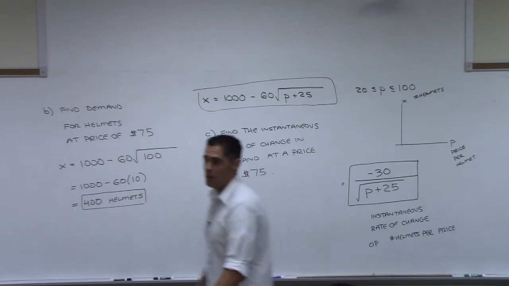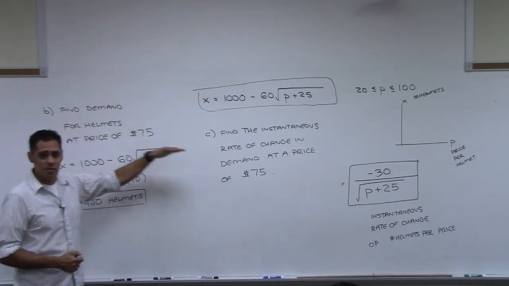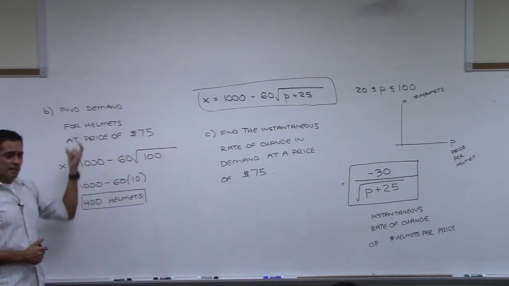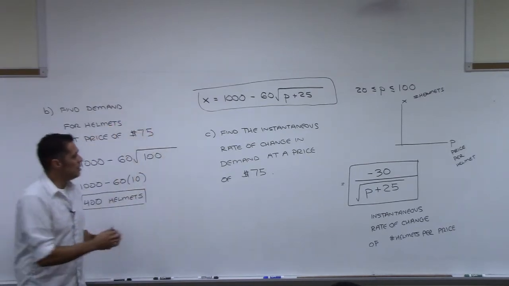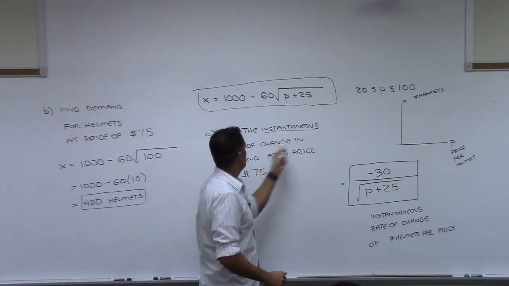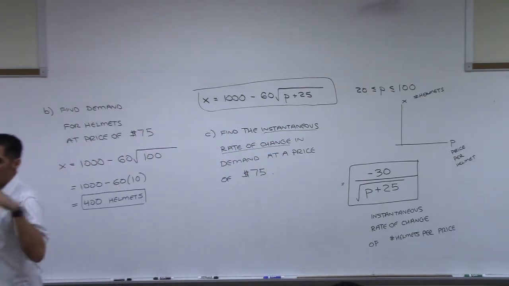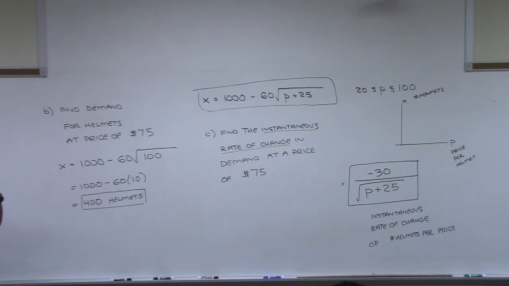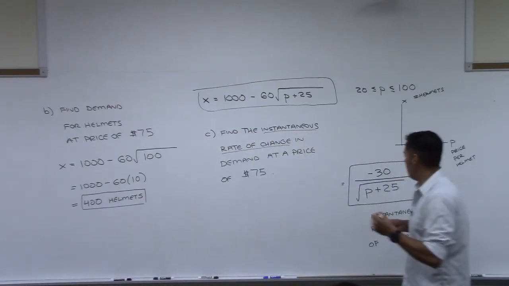Now we plug it into the other one. Can you see the major difference between the wording of these two questions? This one's just saying, what's the demand at this price? So you just use the price demand equation right here. This one, the keywords are instantaneous rate of change. As soon as you see that, you're thinking derivative. So we're going to plug it into this one now, and let's see what we get.